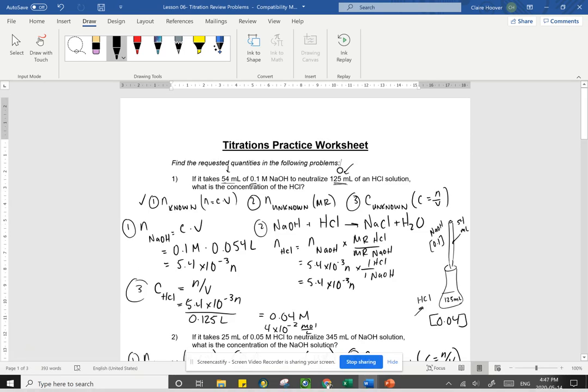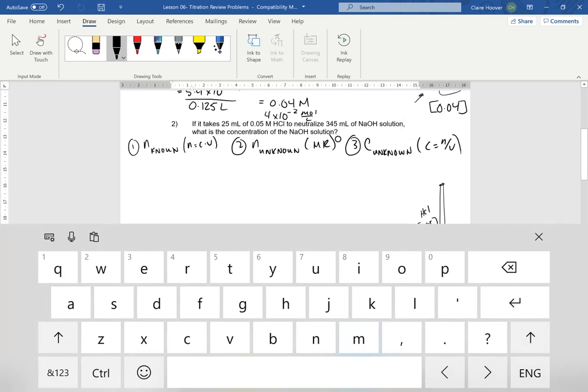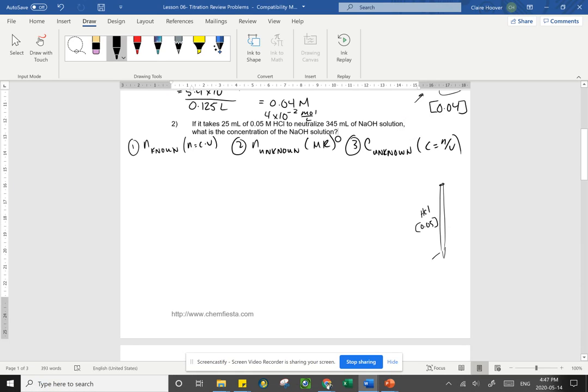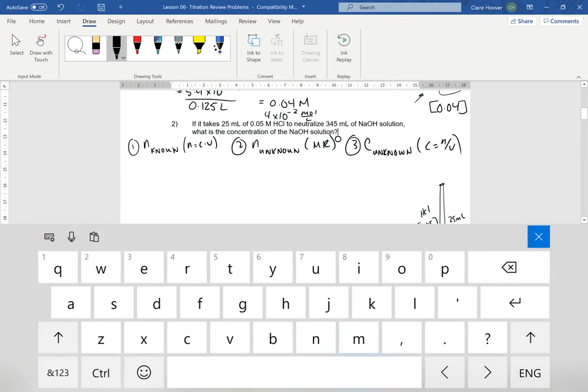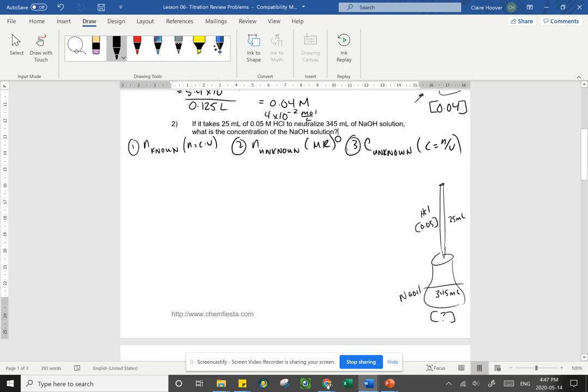And when we measure it, it required 25 mL to neutralize our 345 mL of NaOH. But we don't know the concentration here. So it's a little different. The base is in the bottom now, but it's our unknown. That's why the first thing I need to do is figure out my moles of my known, which in this case is HCl.